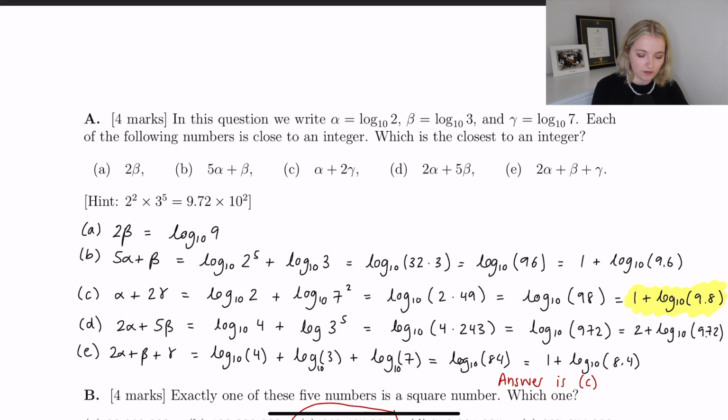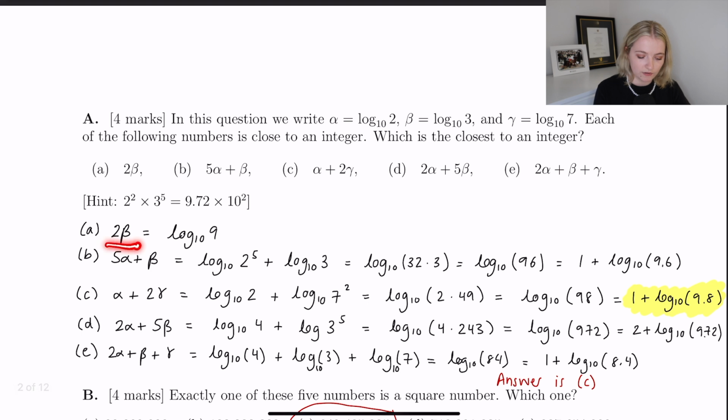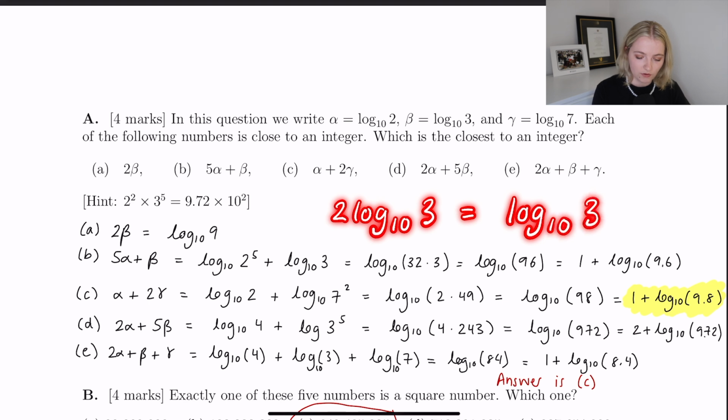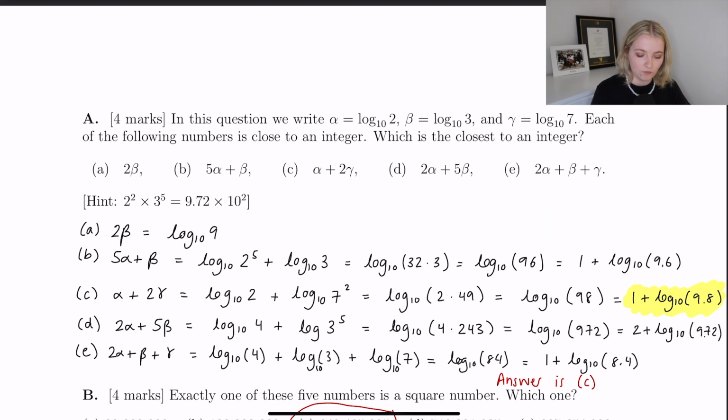So let's stick with A. So A is just 2 beta. We're told what beta is. It's here. So we can say 2 beta, which is what we've done here, is log base 10 of 9. And the reason for that is because if we have 2 of log base 10 of 3, that's the same as log base 10 of 3 squared, which is log base 10 of 9. And so that's where we get this value from.